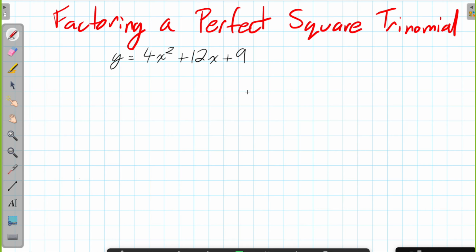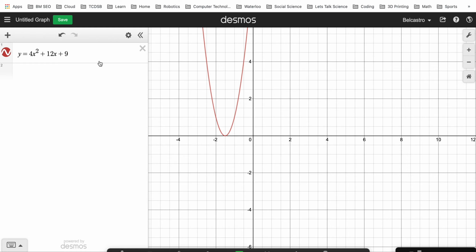Perfect square trinomial. I've taken this and put it into a graphing calculator here. What I want to show you is that the x-intercept of a perfect square trinomial is where the vertex touches the x-axis, sorry. So there's only one.